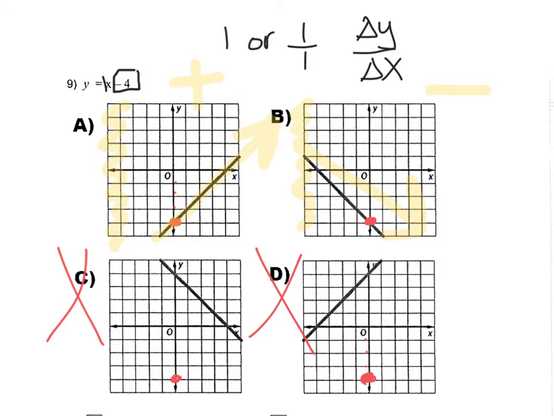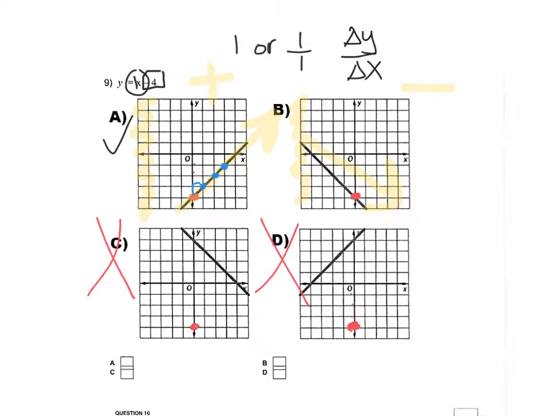Okay, so look at your slope. They gave us a positive 1. So it would have to be A. Even if you weren't sure, you can check out the rise over run. If we rise up 1, we meet that point, okay? We want to meet those points.